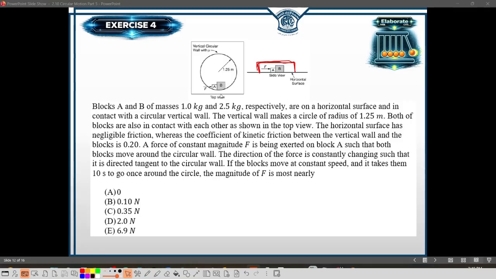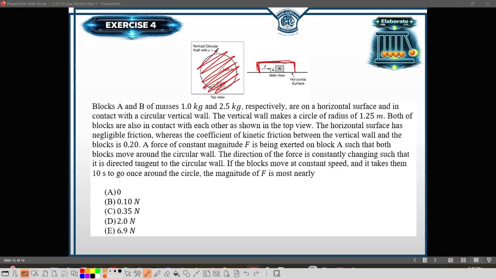Anyway, in AP exams, you have two different perspectives to observe the scenario: the top view and the side view. The top view is the perspective from the top of the scene, and the side view is the adjacent one. Now, the vertical wall makes a circle of radius 1.25 meter. Both blocks are also in contact with each other, as shown in the top view. The horizontal surface has negligible friction, so no friction at the horizontal surface. The friction is due to the wall itself, which is vertical, and the block.